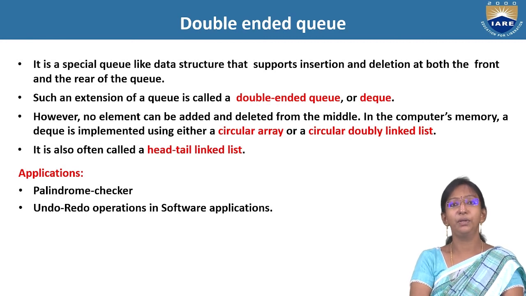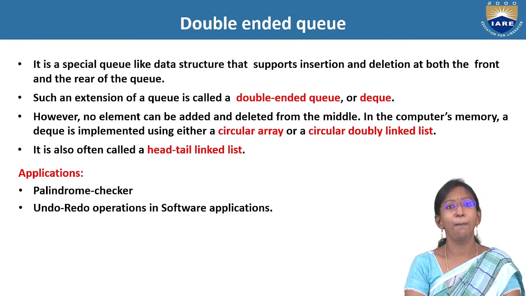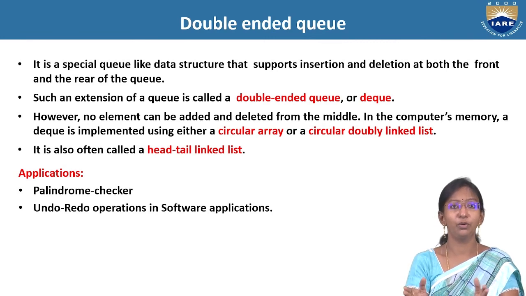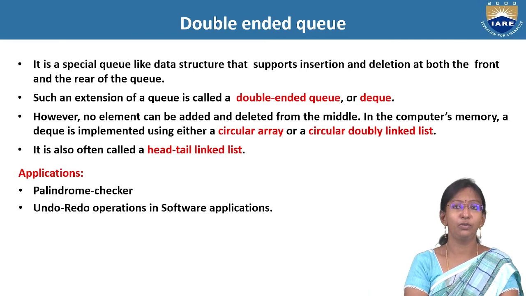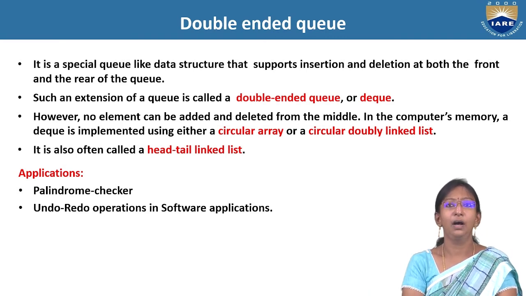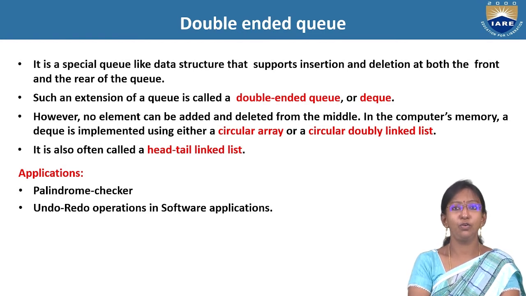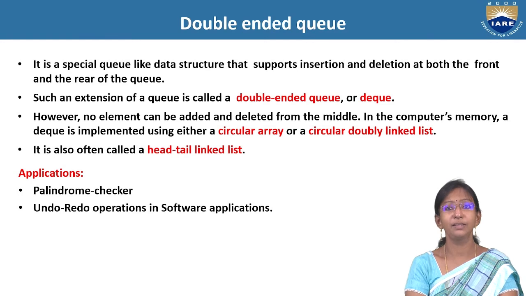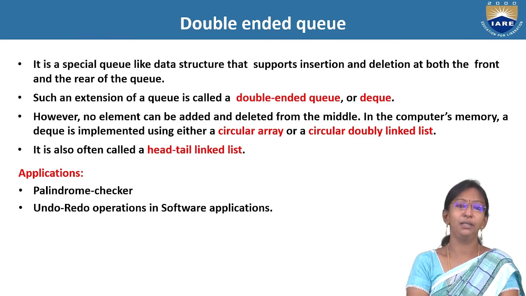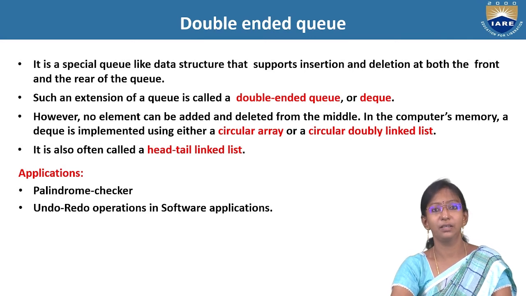The basic application is checking whether a given string is a palindrome or not. A palindrome is nothing but a string that is one and the same when you read from left to right or right to left. These double-ended queues are an extension of circular queues, so they are most prominently known as circular doubly linked lists. They are implemented using a circular doubly linked list.